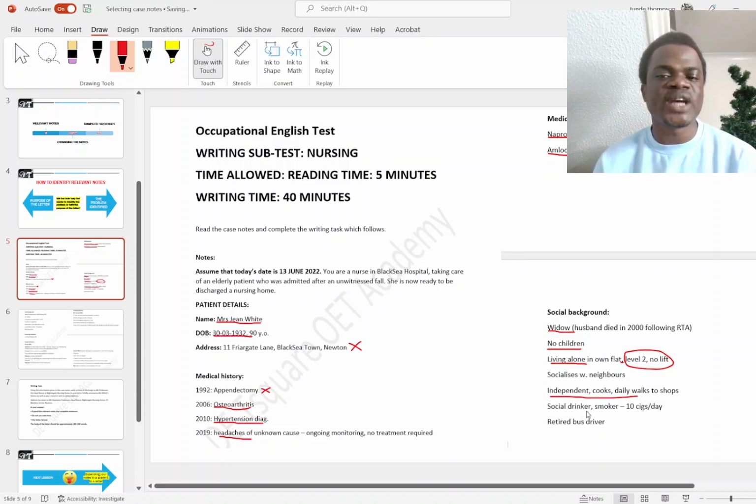Okay, this patient is a social drinker. Well, if you like, you add this information, but I don't think this information will be relevant at this point. Any person can be a social drinker. That means the patient is not an alcoholic. There is nothing to monitor there.